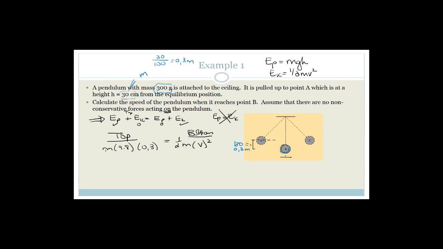So therefore, I can cancel. And the reason I'm showing you this is because a number of times they give you this type of question and there is no mass in the question. And then my students go, oh, we couldn't do this question because they didn't give us mass. But you can do this question, because if the object is the same mass, we can cancel it.